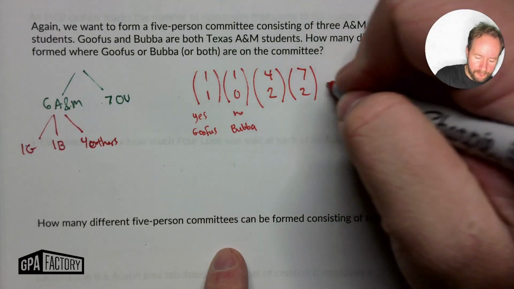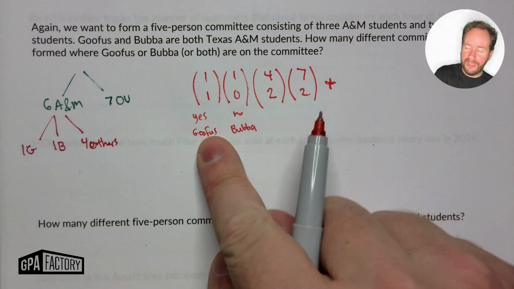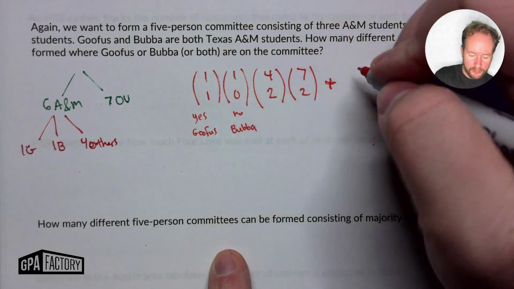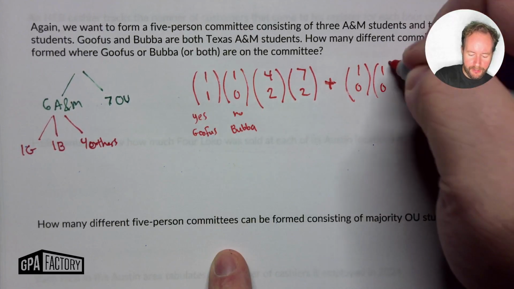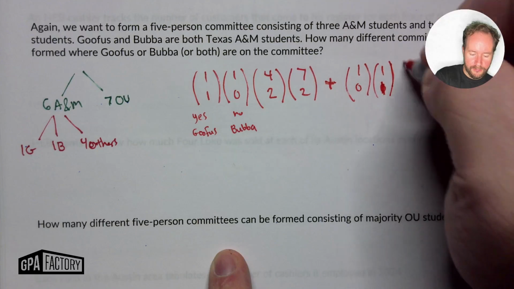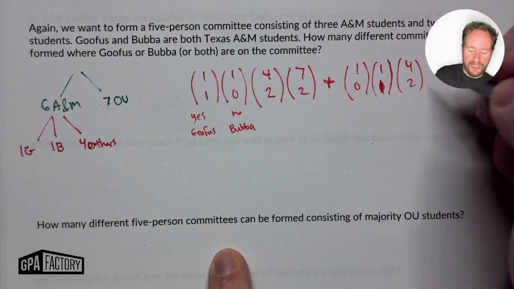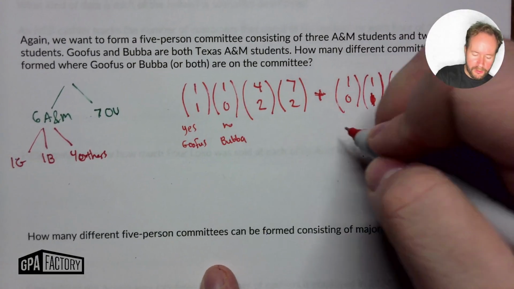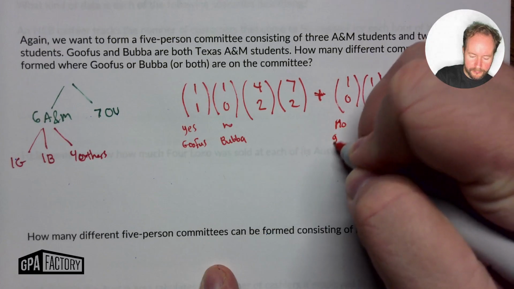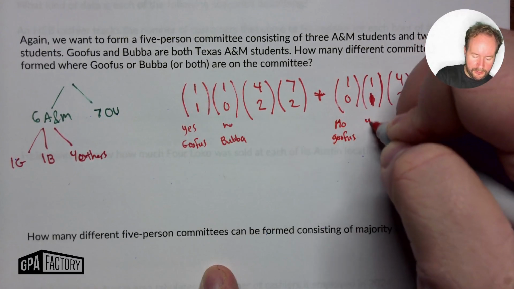But it could have been, so plus, no Goofus and yes Bubba. I choose my 2 remaining A&M students, and I choose my 2 OU students. So, no Goofus. Yes, Bubba.